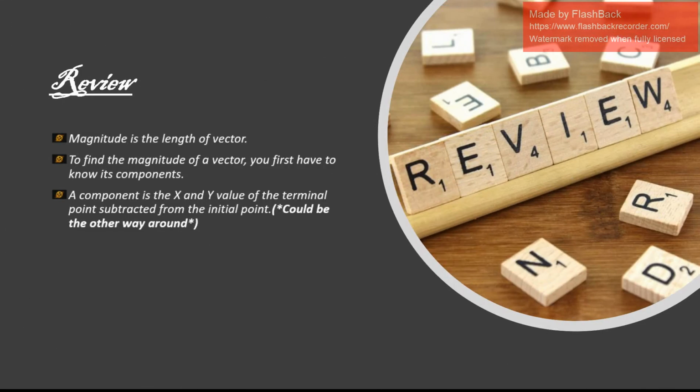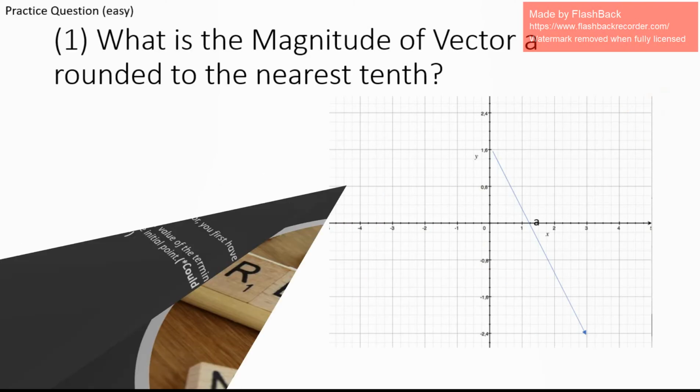Review. Magnitude is the length of a vector. To find the magnitude of a vector, you first have to know its components. The components are the x and y values of the terminal point subtracted from the initial point. It could be the other way around.